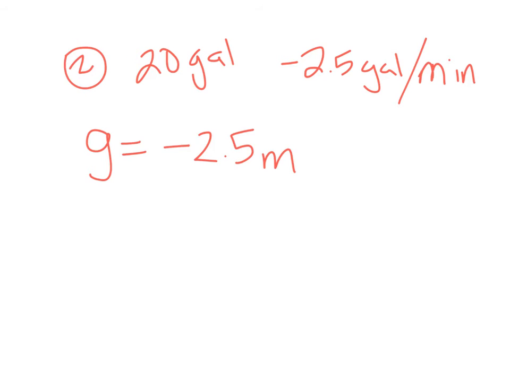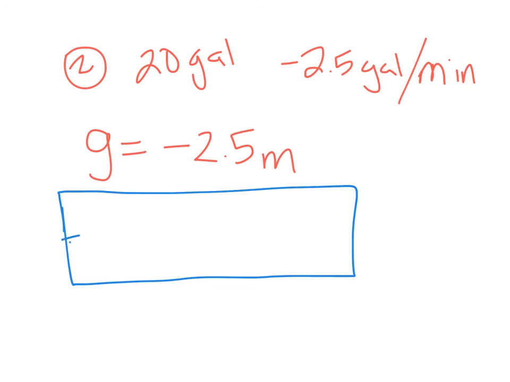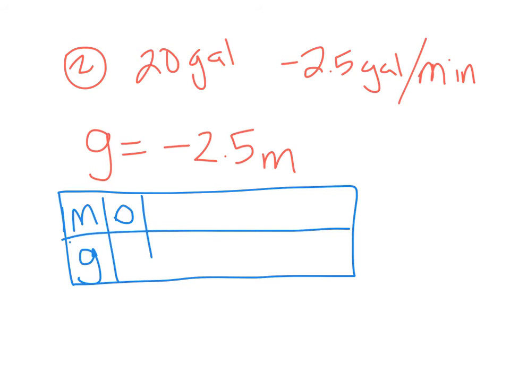Okay, so the first thing we're going to want to do is create a table. So here's my table. Ooh, it's a little crooked. All right, so we have our minutes and our gallons. At 0 minutes, how many gallons do I have? Right at the beginning of this, it told me how many gallons of water I have in here. I have 20 gallons.